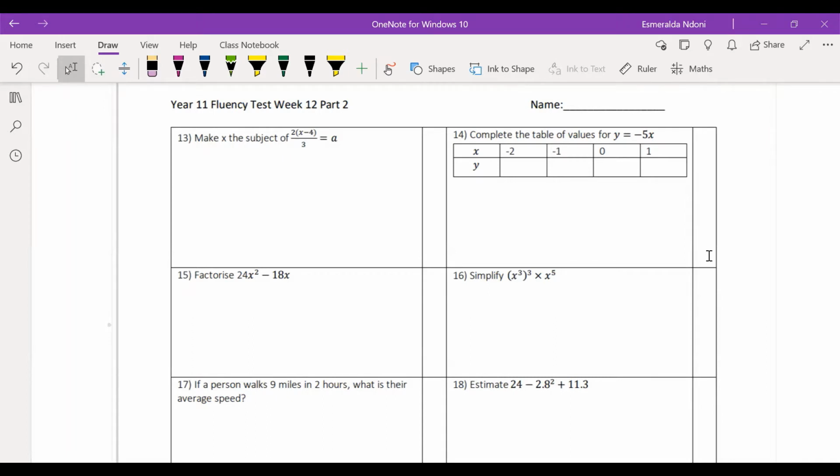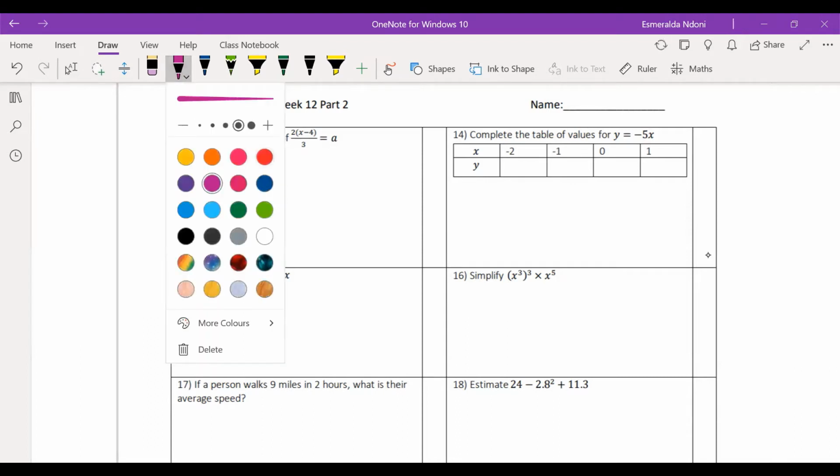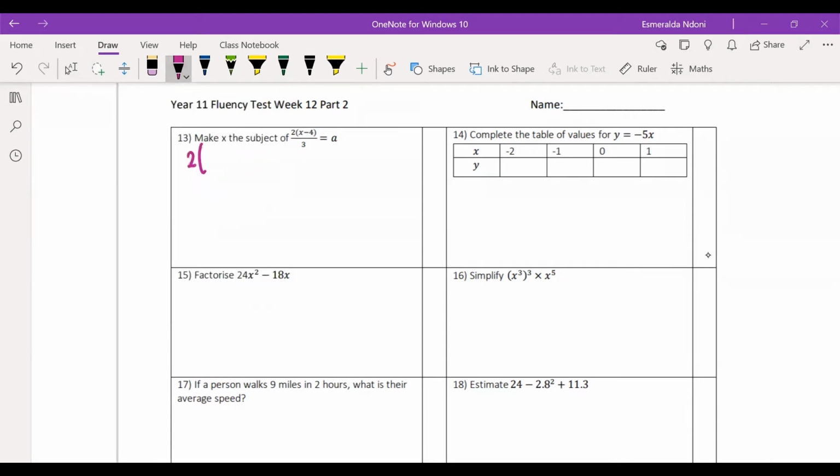Question 13. Make x the subject. This means that we need to get x on its own. Okay, so I'm going to rewrite the question so that I can work with it. I have 2 lots of (x minus 4) over 3.